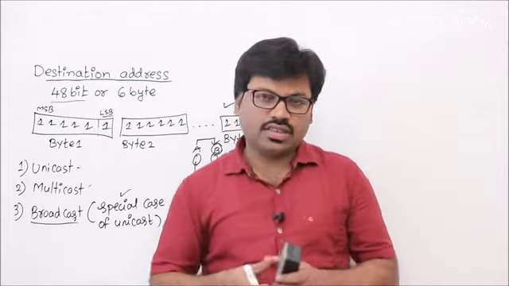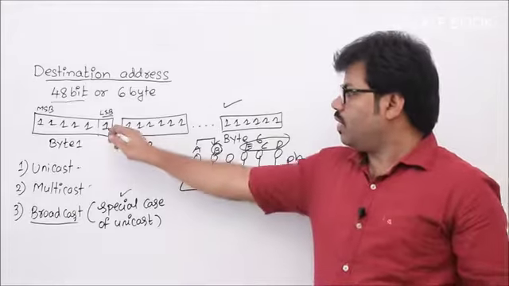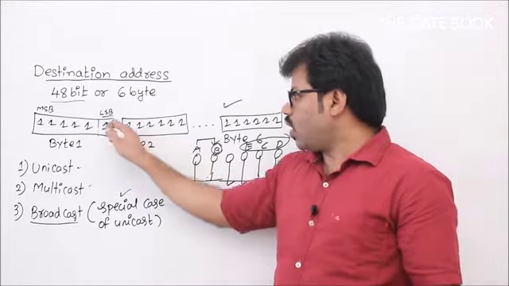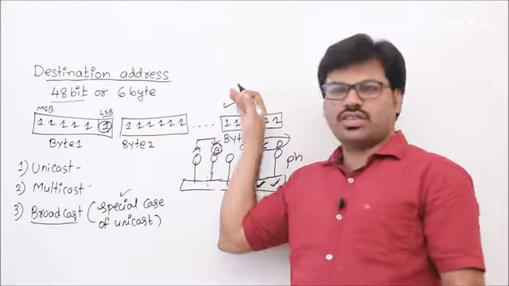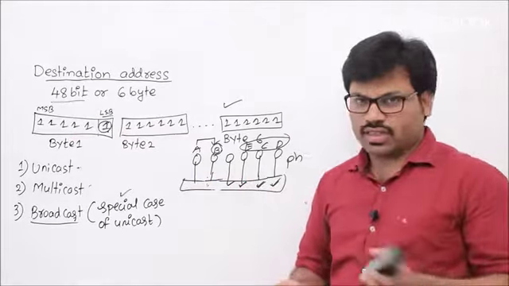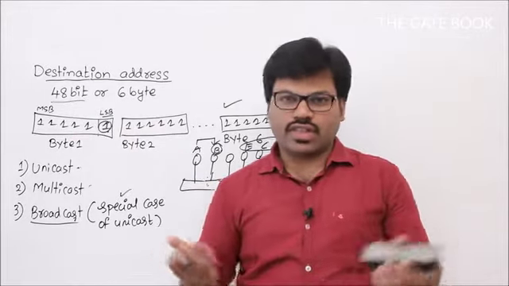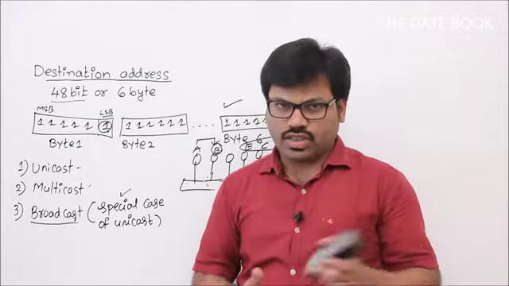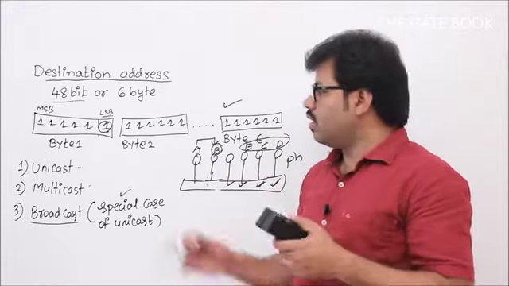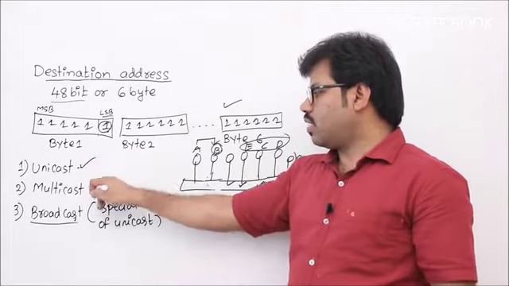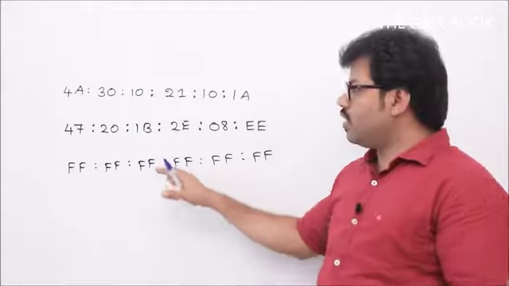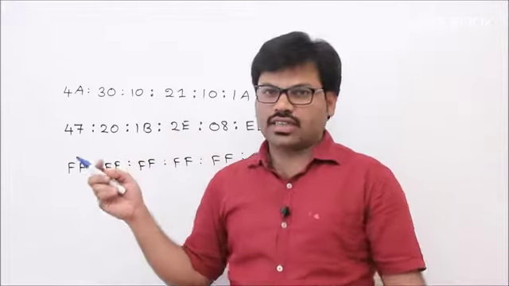Now let's summarize. If this bit is 0, then it is going to be unicast. If this bit is 1, but not all are 1s, that is multicast. And if everything is 1, that is going to be broadcast. In that way, we can differentiate all the communication modes. Understand? Now we'll take some 3 addresses and we will see whether they belong to unicast, multicast or broadcast. Consider these destination addresses. Now we will see whether they are unicast, multicast or broadcast.